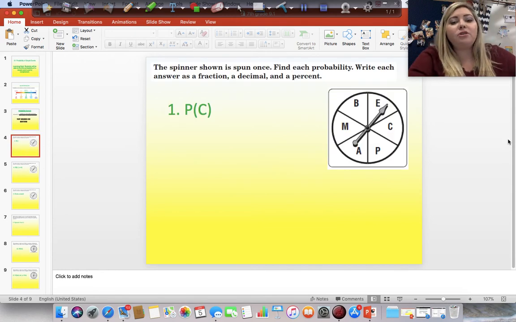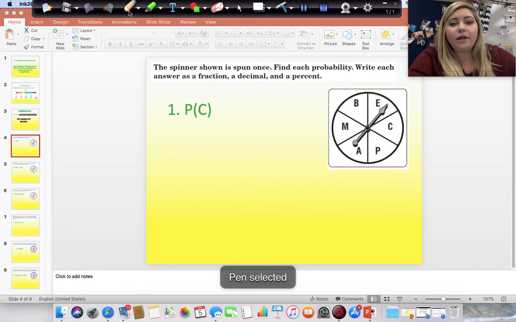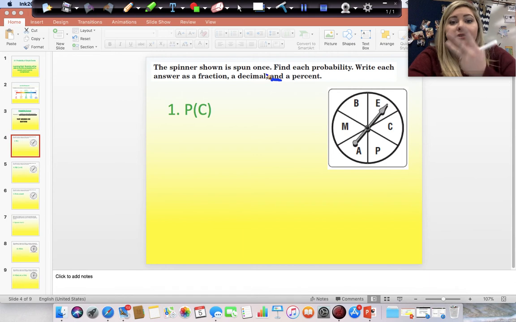Okay, so the spinner is spun once. Find each probability and write the answer as a fraction, a decimal, and a percent. It doesn't tell you to pick one, it tells you to write it 3 different ways. So for each of these problems, you should have 3 different answers, right?